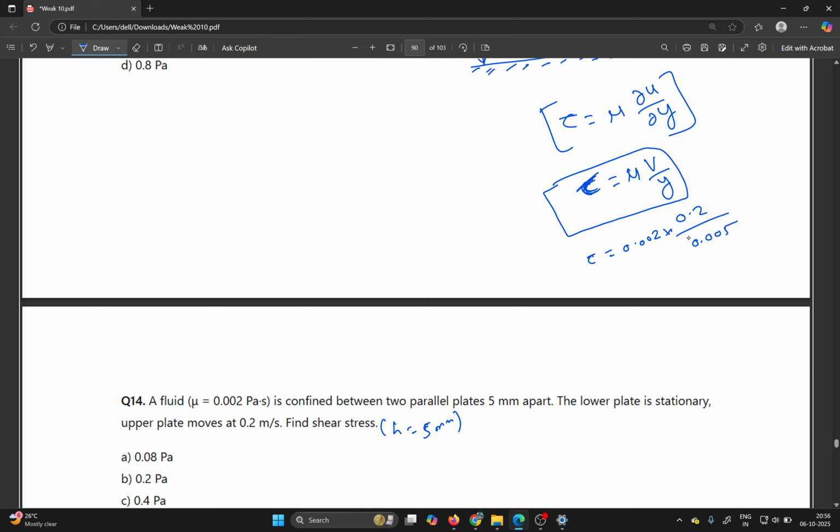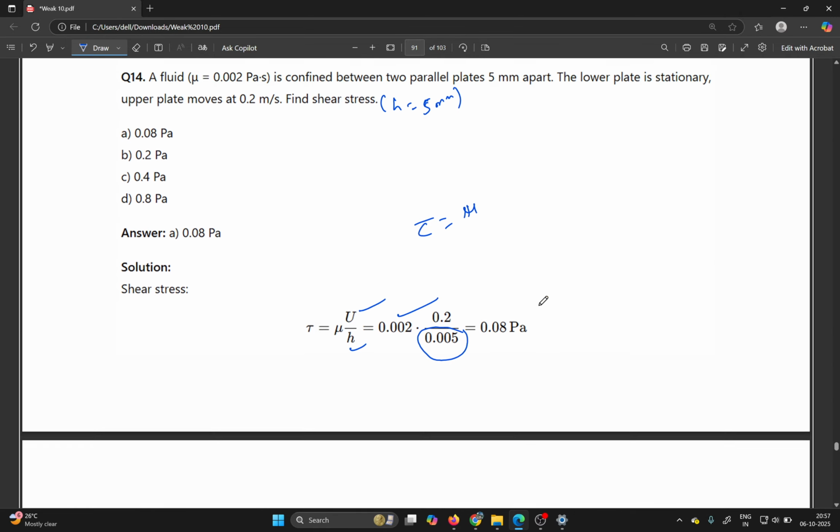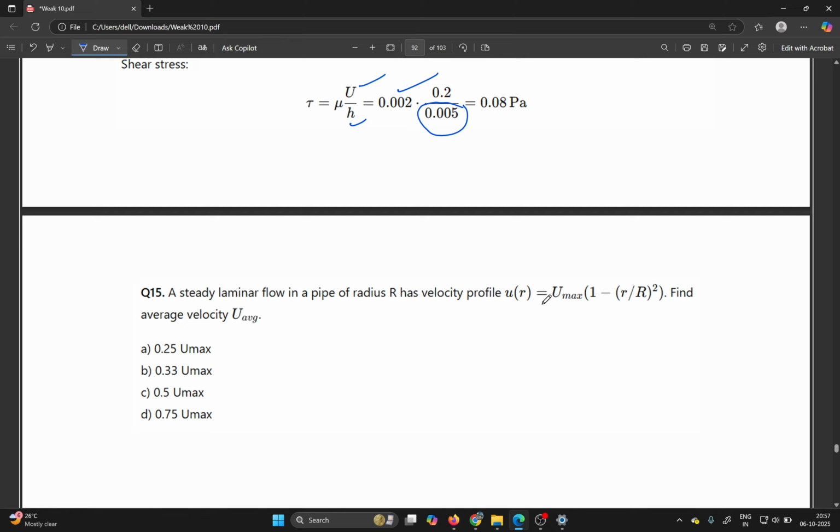In meters, again you will get 3 here, and here also you will get 3. So this will cancel out, and 2 to the 4. Again you will get 10 here, 2 to the 4, 4 by 50. So when you divide, you will get 0.08 Pascal. Very important. So these are the concepts. Okay, this is the last question for today's class.